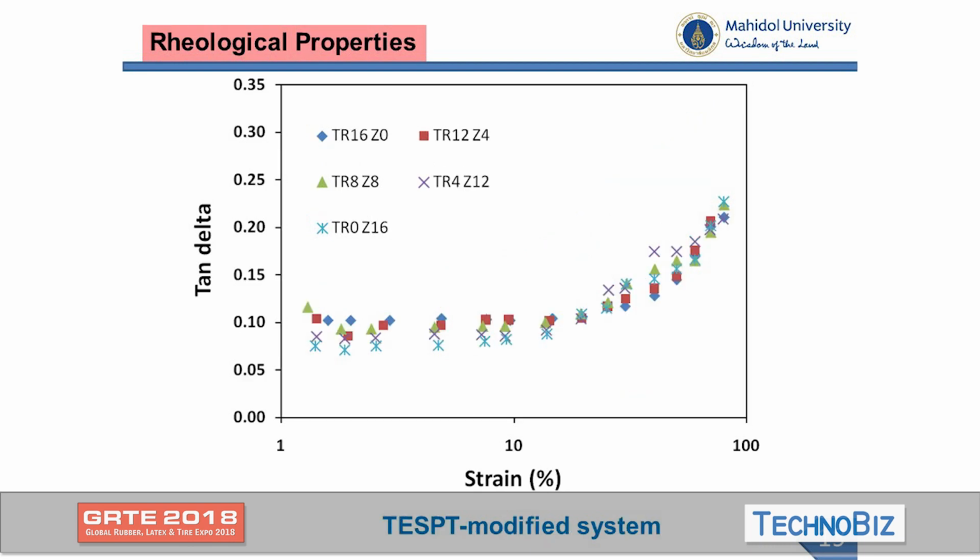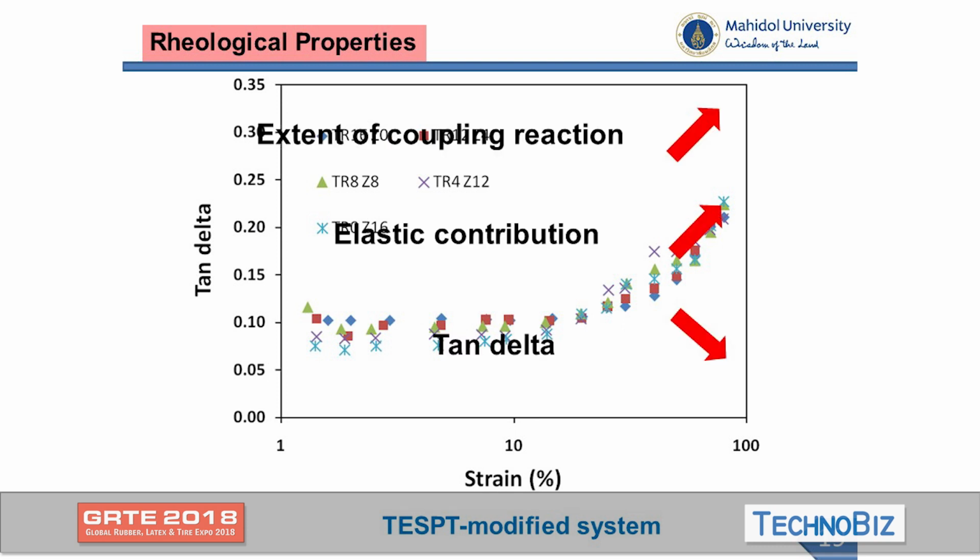And this slide shows the results of the TESPT modified system. Compared with the control system, this system shows much lower tan delta magnitude. So it can be concluded that with the use of the TESPT silane, the extent of the coupling reaction is responsible for the elastic contribution, which leads to a decrease in the tan delta magnitude.